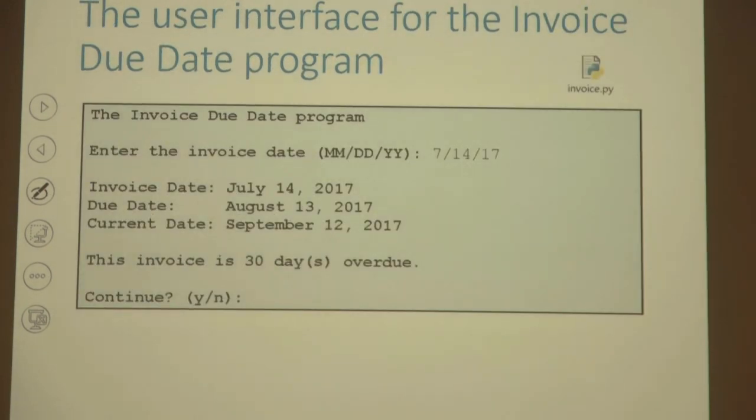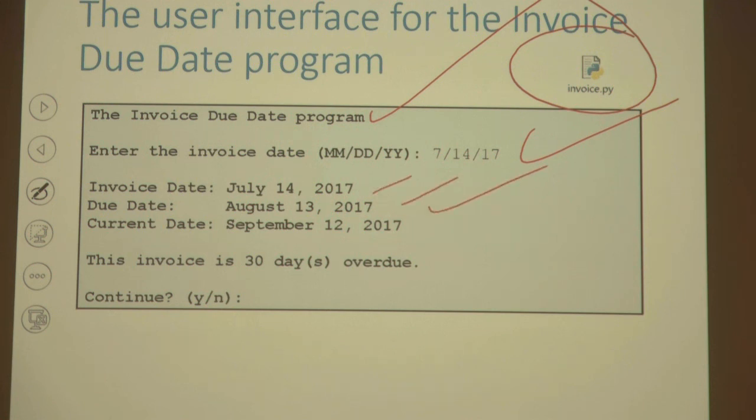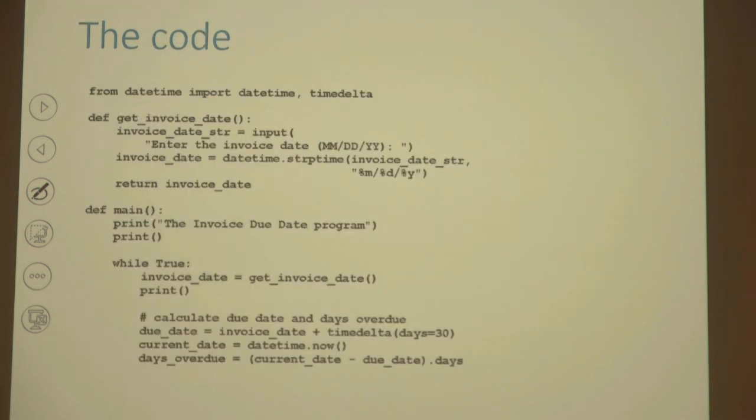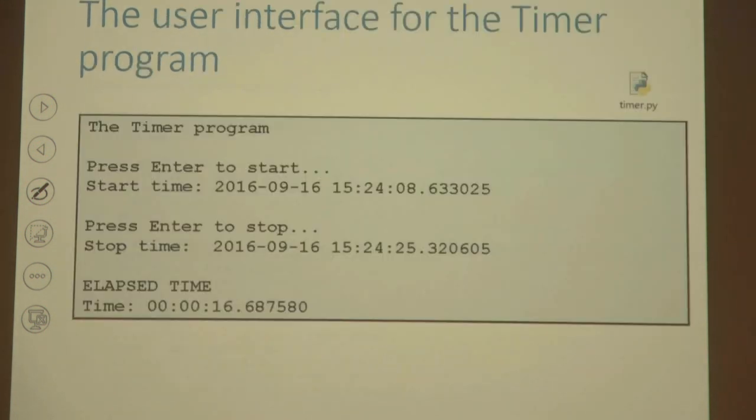I created a few applications for you, like the invoice. When you're creating an invoice, what do you have to use? A lot of date and time, right? For example, the invoice due date: the invoice date was entered, the due date was entered, and there's the current date. What you have to do now is compute the delta, so you know which invoices are over 30 days. The code is available for you, you could play with it.